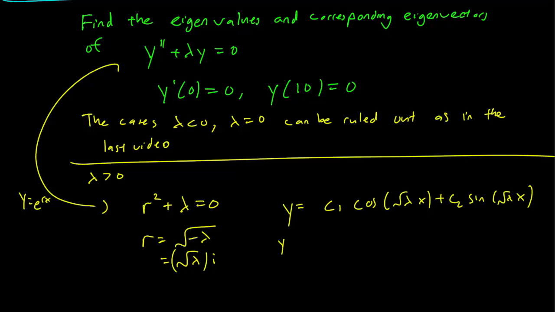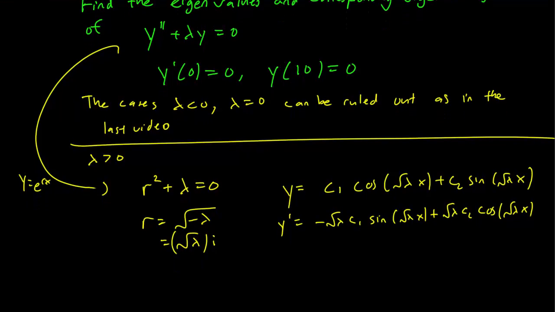First we have to take derivatives on both sides, and we have y prime equals minus root lambda c1 sine root lambda x plus root lambda c2 cosine root lambda x. So we can plug in our endpoint conditions now. For y prime of 0 equals 0, we get that 0 is equal to 0 plus root lambda times c2, and this just implies that c2 is equal to 0.